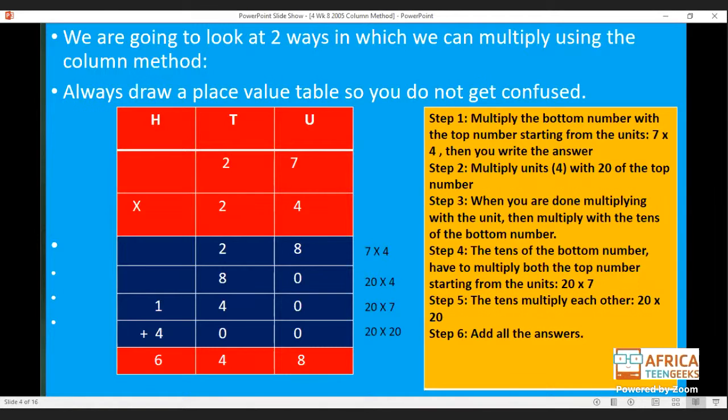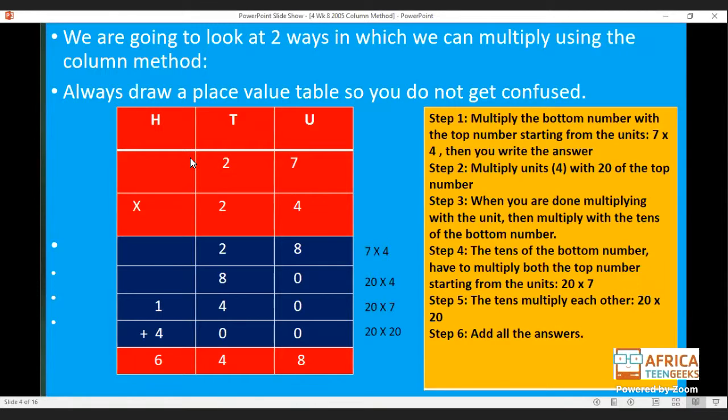So what is a place value table? This is what I've drawn in red. Can you see what I drew in red? So each place value has got its column, and then it's hundreds, tens, and units. Can you see that? And then we are multiplying 27 times 24. So I put the units under units, the tens under tens. Can you see that? So that is the first thing that you have to know.